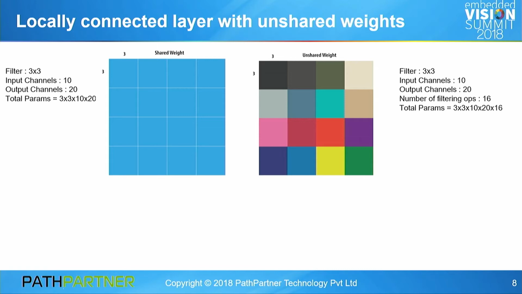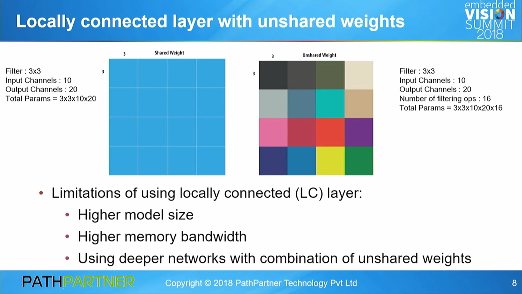Given this, the limitations of using a locally connected layer with unshared weights are that typically the model size will bloat up and will not be suitable for realization on embedded devices. Also, the memory bandwidth for such trained models will be really large. And if I want to increase the depth of the network, that is, add more convolution layers, the model parameter size will further increase. So now I have introduced the loss functions, and I have given an introduction to the locally connected layer with unshared weights.